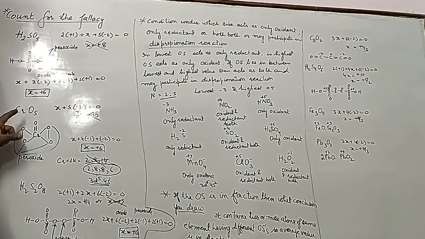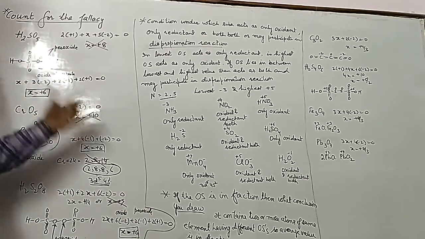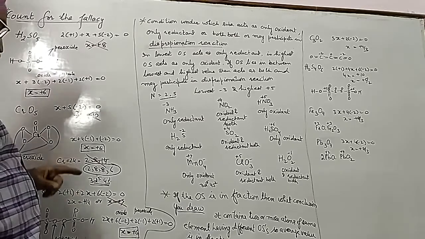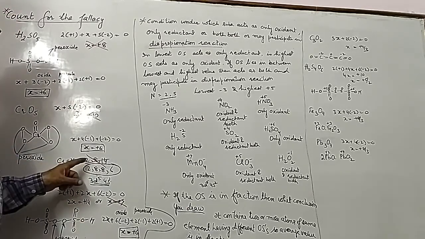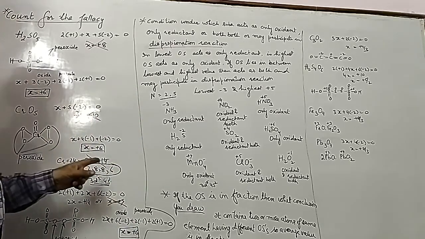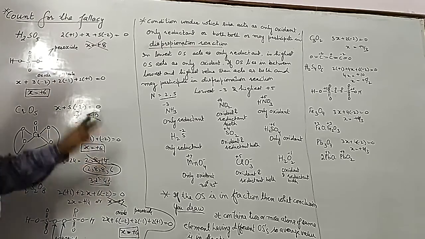Similarly, in the case of CrO5, which is very important from the application point of view, the generally asked options for the oxidation state of chromium are plus 4, plus 6, plus 8, plus 10. Generally students write plus 10, but it is wrong. The reason: chromium has atomic number 24. The configuration 2, 8, 14 is wrong because the outer shell cannot have more than 8 electrons. So I corrected it to 2, 8, 8, 6. So the maximum you can remove is 6 electrons.